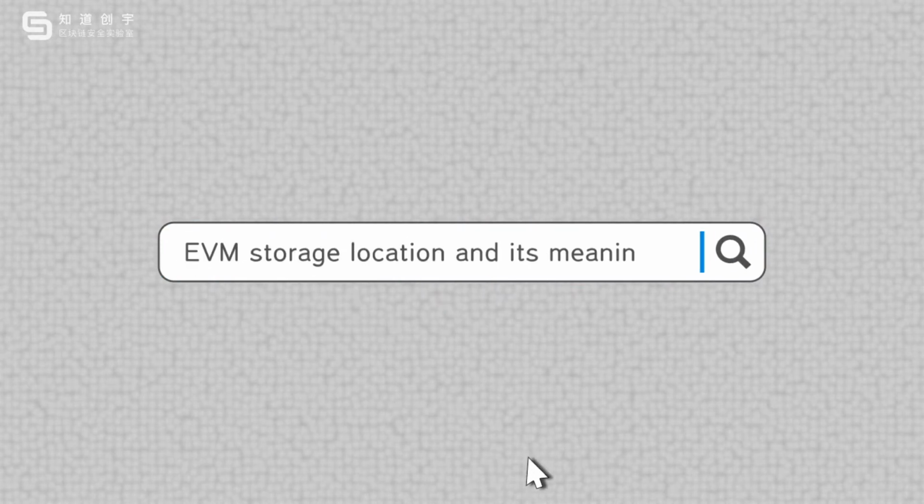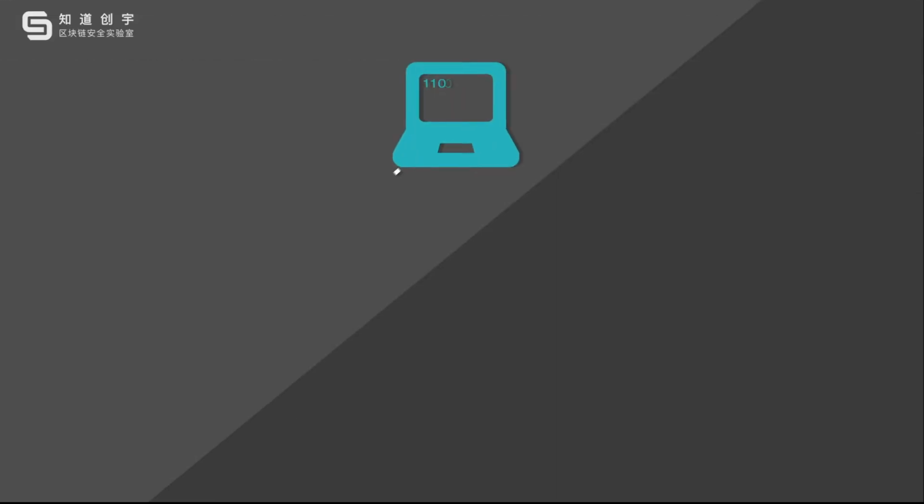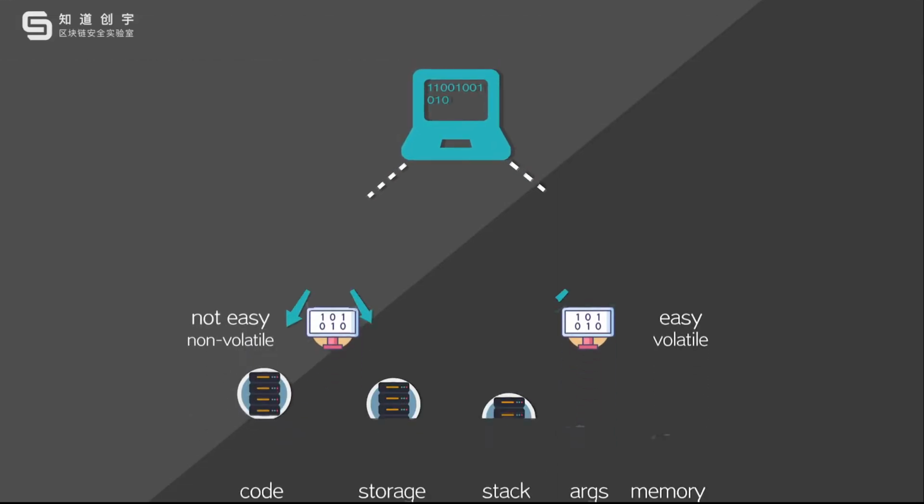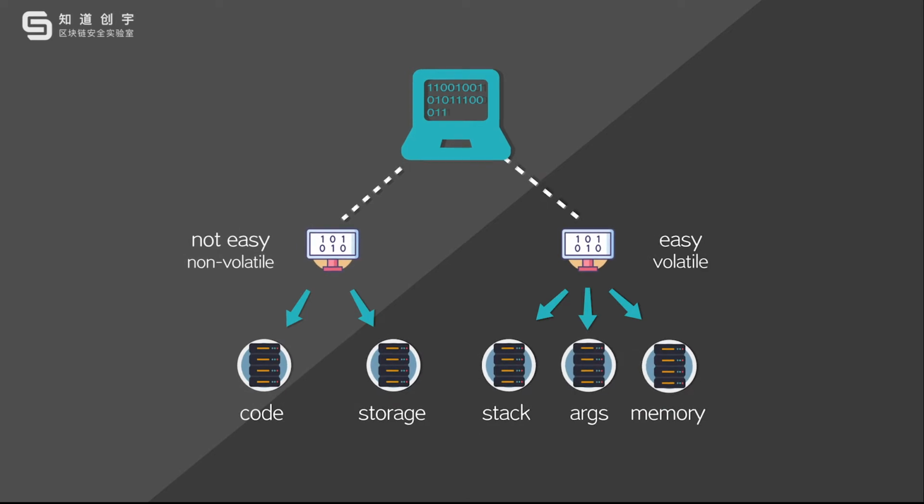EVM storage locations and their meaning. Stored data is classified into two types: non-volatile data that is not easily lost, and volatile data that is easily lost. Data that is hard to lose is stored in cold storage, while data that is easy to lose is stored in stack, ARCs, and memory.